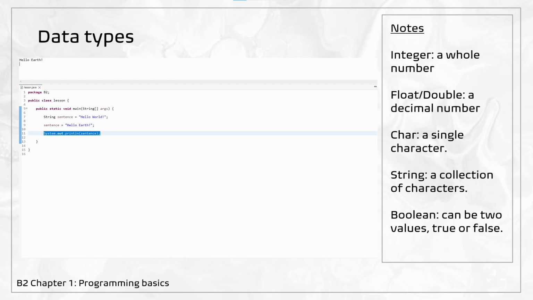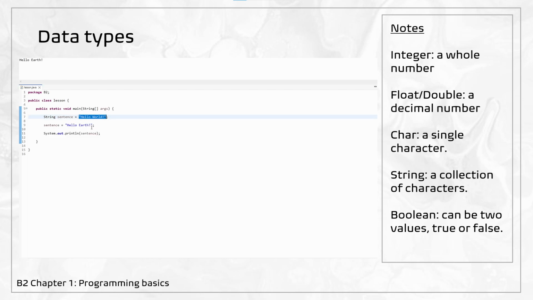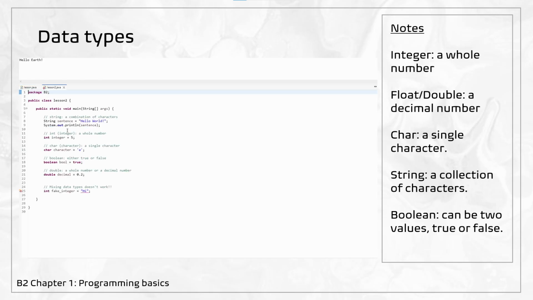When we define the variable, you might have noticed the String keyword. This statement, Hello World, and this statement, Hello Earth, are what we call strings. Strings are one of the fundamental data types in Java. A string is just any combination of characters put together. Other data types include integers, which are whole numbers, chars or characters, which are just single characters, booleans, which is true or false, or double, which is just a decimal number.